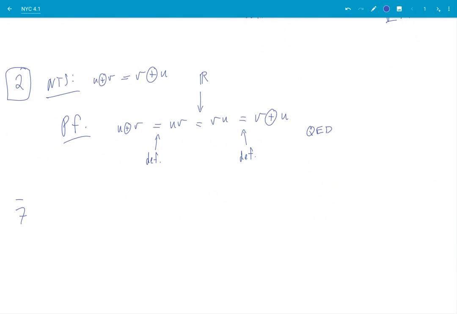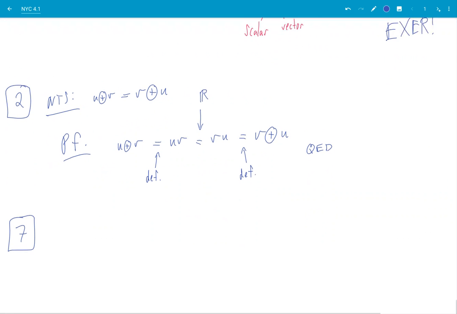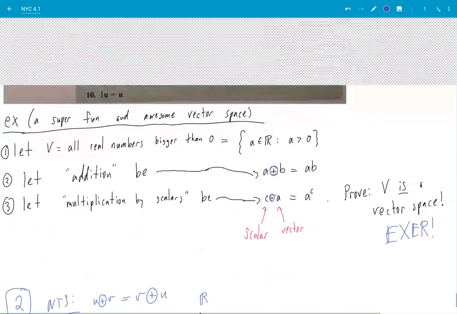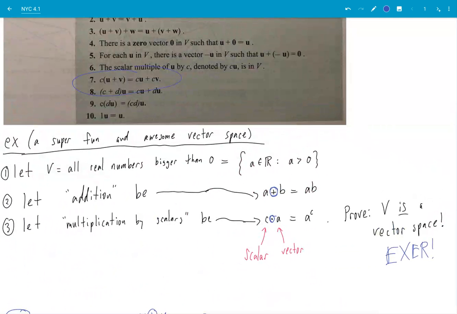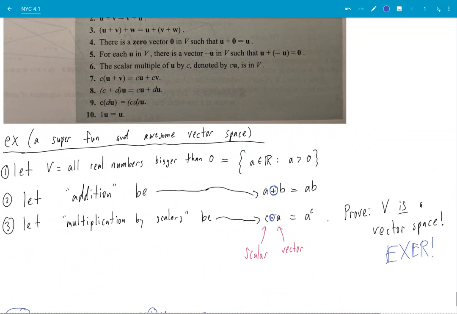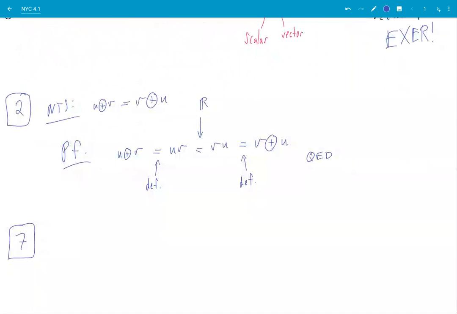Seven. So what was 7 again? 7 was one of the axioms governing the interaction between scalar multiplication and the addition. So c times the quantity u plus v. I need a dot, using my new notation. My dot looks like that, and my plus has a circle. So I want to prove this distribution property.